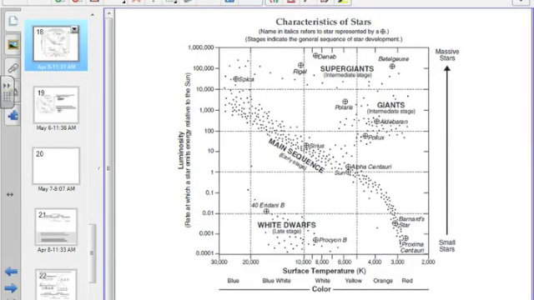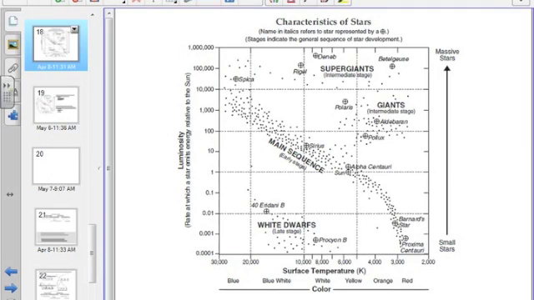Now we're going to look at the characteristics of stars graph that's found on page 15 of your reference table. Now what this graph does is it plots out stars and star groups based on 4 characteristics. These characteristics are listed along the x and the y axes, so let's begin there.